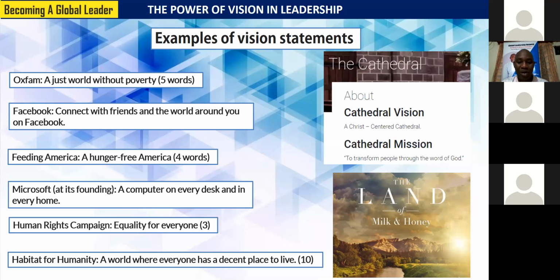Reverend Kahigwa, Habitat for Humanity. Habitat for Humanity, that one talks about equality for everyone. Yeah, thanks. Annie, Human Rights Campaign. Human Rights Campaign talks about equality for everyone. Habitat for Humanity is a world where everyone has a decent place to live. Rebecca, equality for everyone. Milka, a world where everyone has a decent place to live. Yeah, so Habitat for Humanity seems to be popular. A world where everyone has a decent place to live.